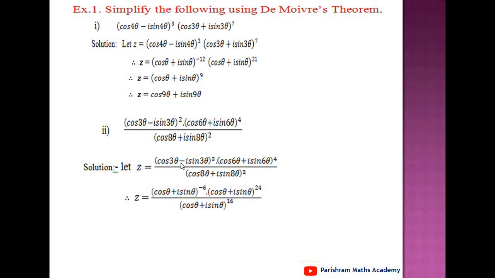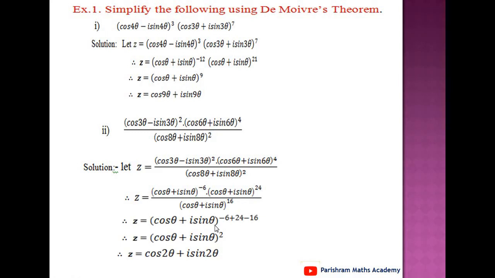The term (cos 3θ − i sin 3θ)² can be expressed as (cos θ + i sin θ) to the power of −3 into 2, that is −6. (cos 6θ + i sin 6θ)⁴ is nothing but (cos θ + i sin θ) to the power 6 into 4, that is 24, upon (cos 8θ + i sin 8θ)², nothing but (cos θ + i sin θ) to the power 8 into 2, that is 16. And therefore z equals (cos θ + i sin θ) to the power of −6 plus 24 minus 16, that is, power 2.